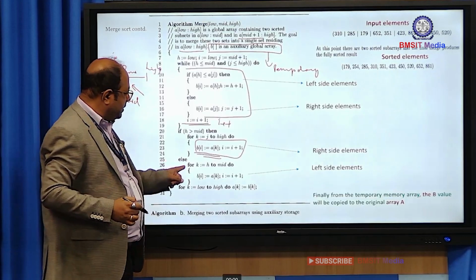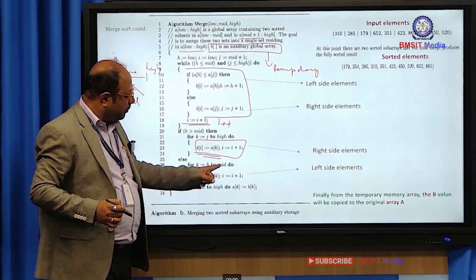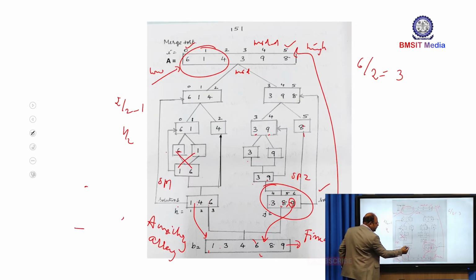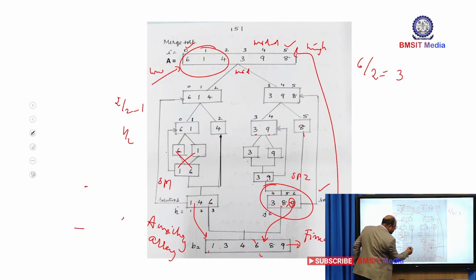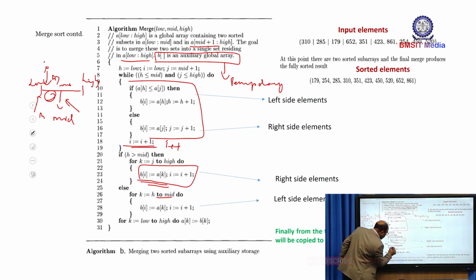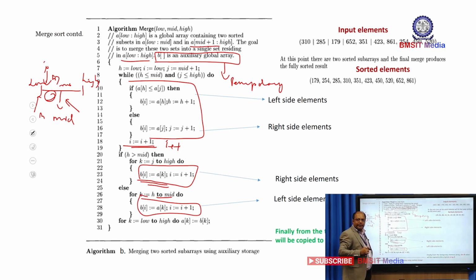Again, else for k is equal to H, H is less than or equal to mid, do means what? Within the left part of the element, if anything is left. Suppose here 9 is stopped, and suppose some more elements are there. Assume that 5, 2 something is there, some more elements are there. In that case, these elements also I have to copy to the auxiliary memory after sorting. In that context, again I have to look forward for that element and copy it.